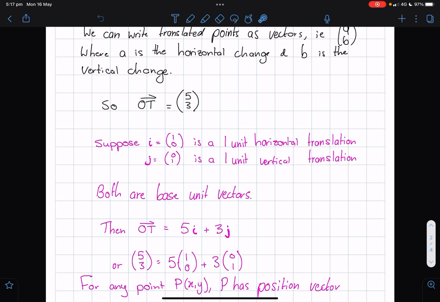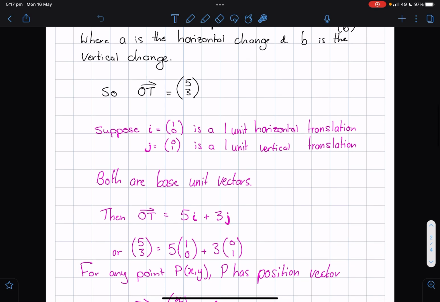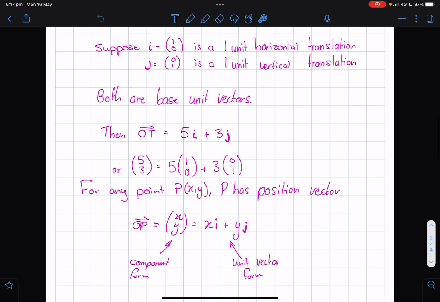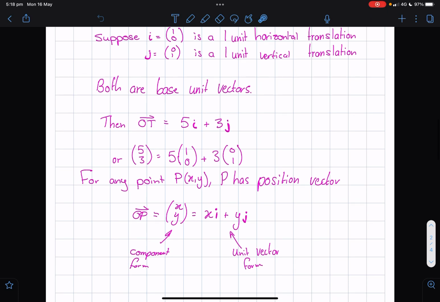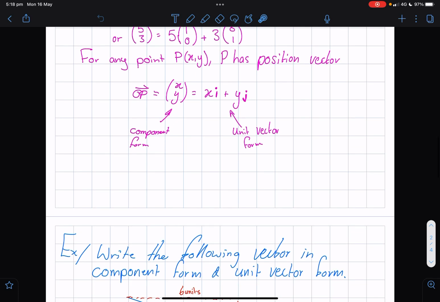So, for any point P that has the coordinates (x, y), P has the position vector OP, you can write it in vector form, equals (x, y), we call this component form, and then we've got x times vector i plus y times vector j, and this is what we call unit vector form, okay? So we do have a couple new terms thrown into the mix here, component form and unit vector form. So the easiest way is probably just to look at an example, right?